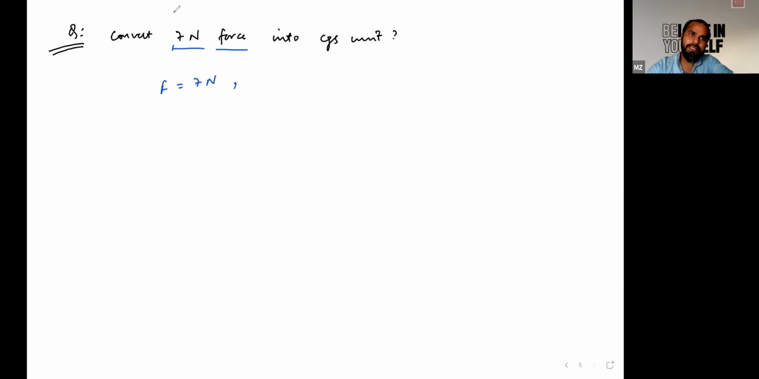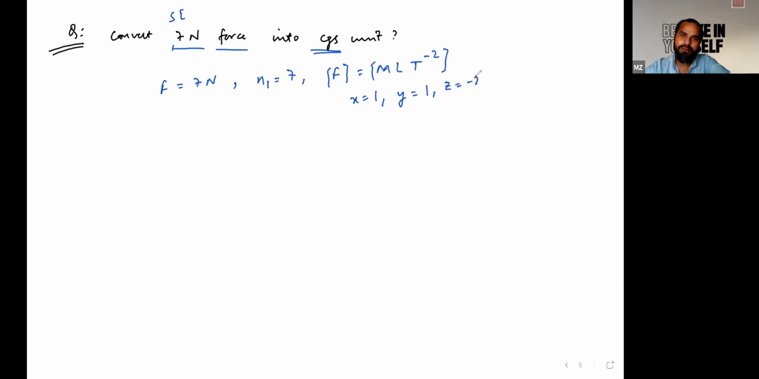This particular quantity is in SI unit. We have to convert this unit in terms of CGS. So see, the numerical value in the first system of unit is 7. Write the dimension formula of force. It is nothing but M L T to the power minus 2. So the exponent of M is x, which is equal to 1. The exponent of L is y, which is also equal to 1. And the exponent of T is z, which is equal to minus 2. So from the given question, we have to derive these parts.